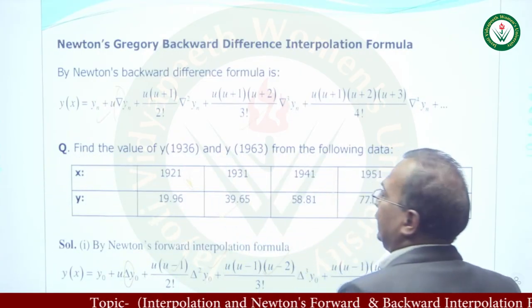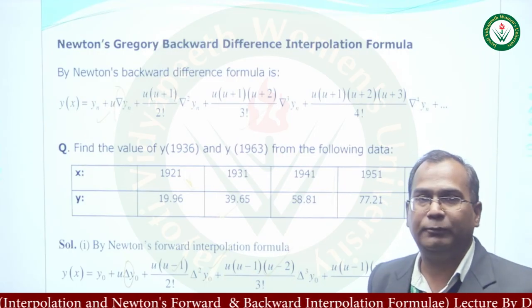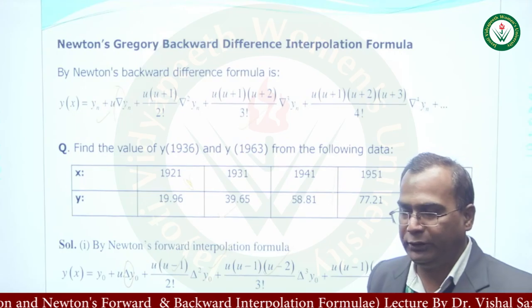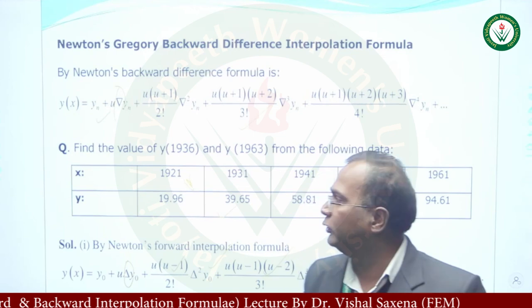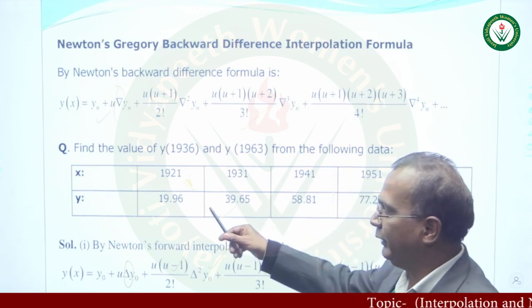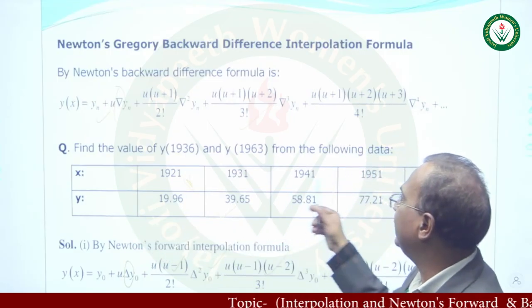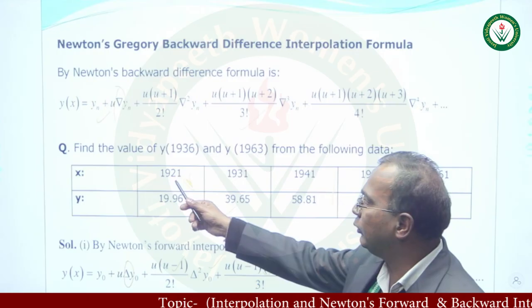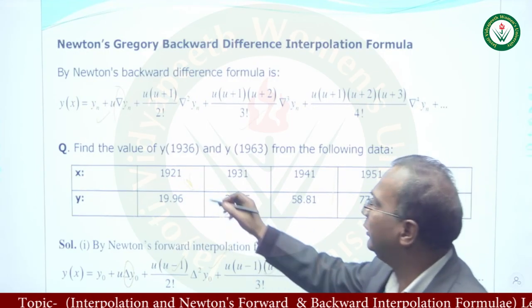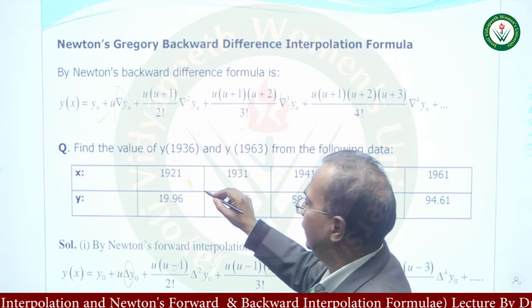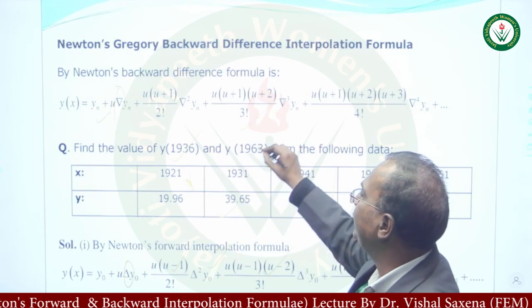Now we are going to take some examples. One example we are discussing here, in which both formulas will come, and how these two formulas can be applied to find the unknown value of a function. Here a table is given for the variable x and y, meaning the function fx. It starts from 1921 to 1961 and the values of y are given. Now the question is, we have to find the function y at 1936 and the function y at 1963.